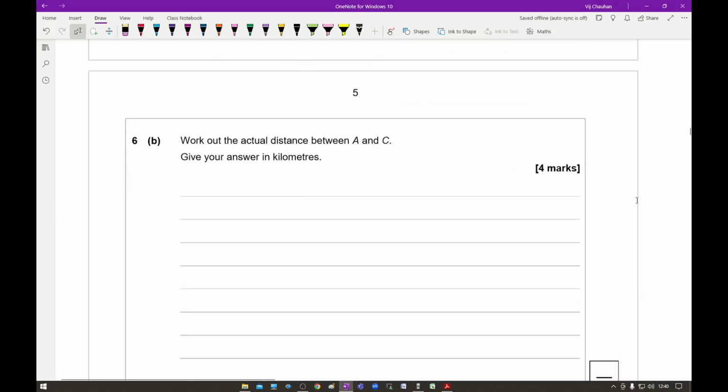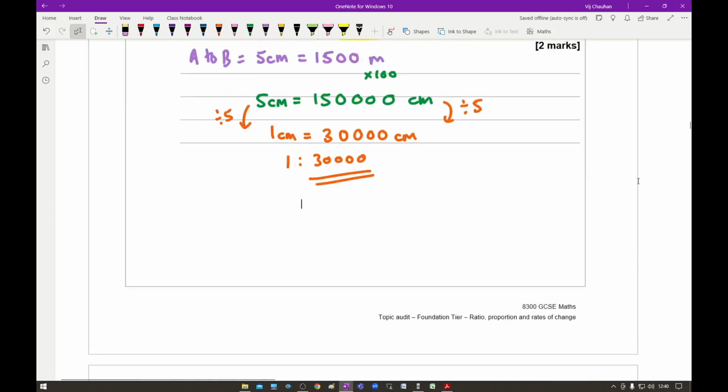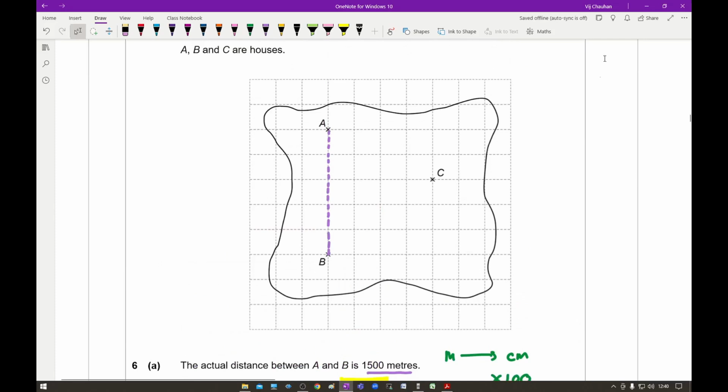Then moving on to 6b, it says work out the actual distance between A to C. So for this, what I need to do is measure A to C with a ruler. Now this could be done in a couple of ways. I'm going to use my ruler and just measure. Again, this is going to be a little bit fiddly using it on here. So what I would do is get a ruler and measure this distance here. You could also use Pythagoras if you're really wanting to show off your maths.